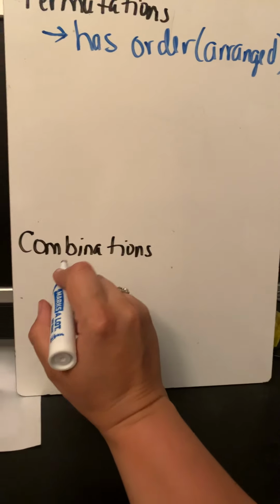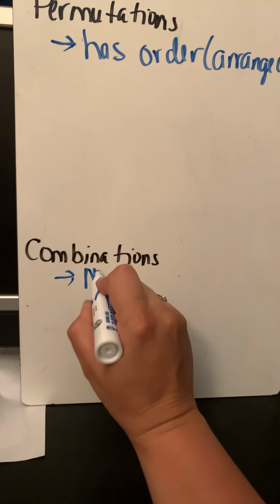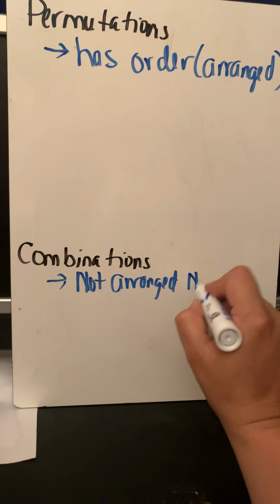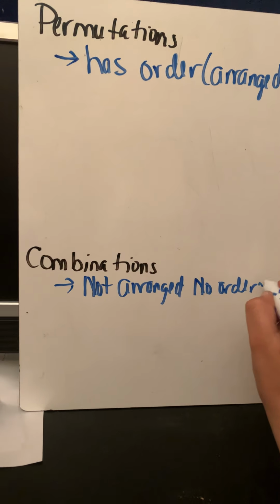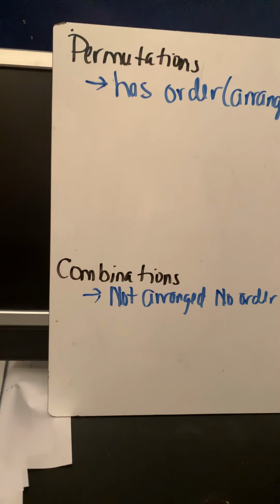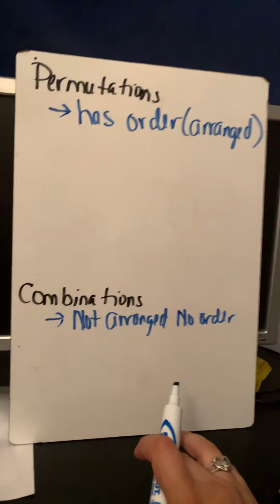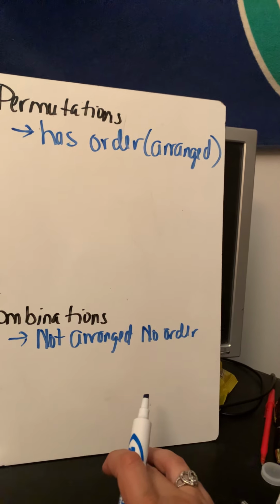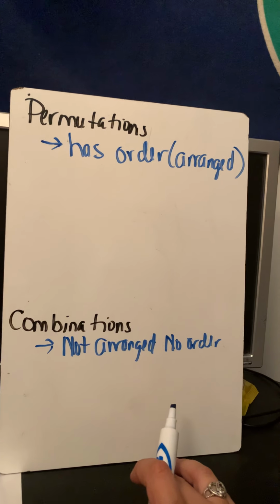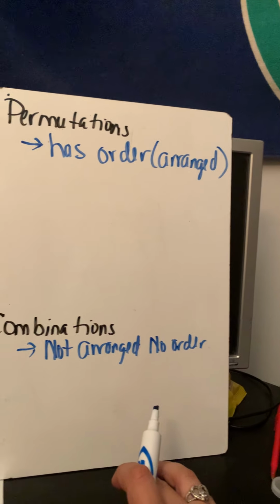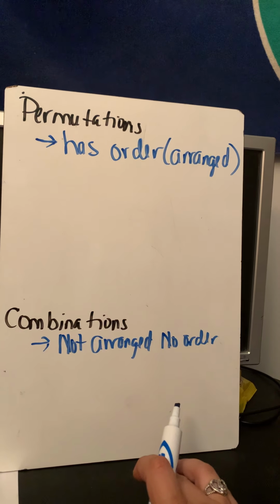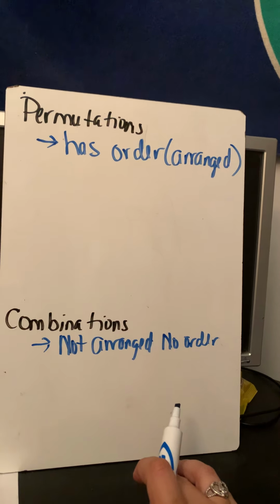A combination is not arranged. There's no order. So basically, combination is kind of random. Permutation would be like if you're lining up 5 people from tallest to shortest. How many different ways could you do that? You're arranging alphabetical books on a shelf. You want to choose one. How can you do that? Combination is just random. I have 20 people. I select 3. That's a combination.